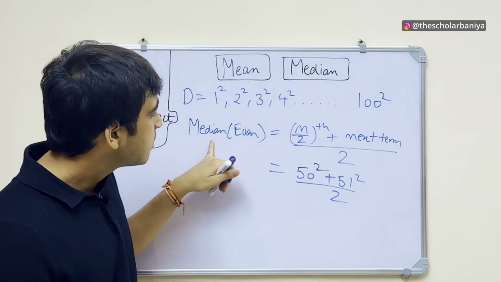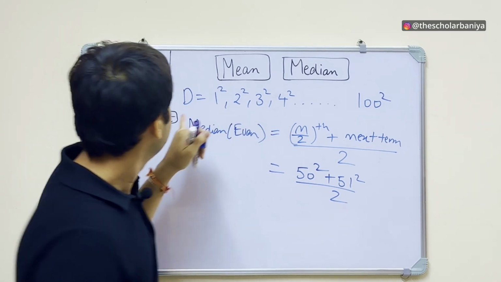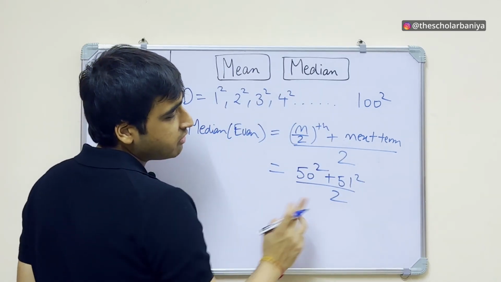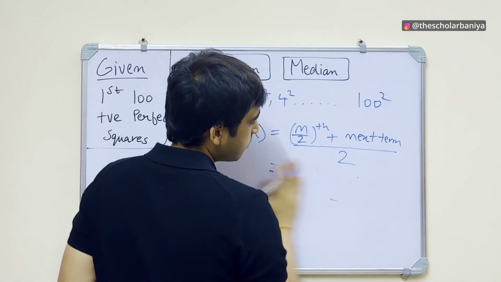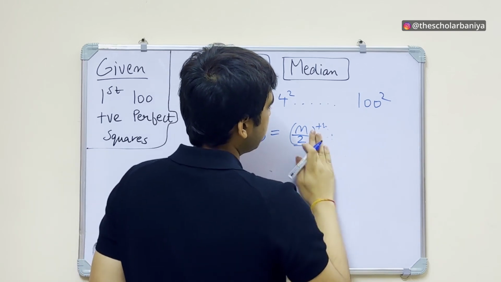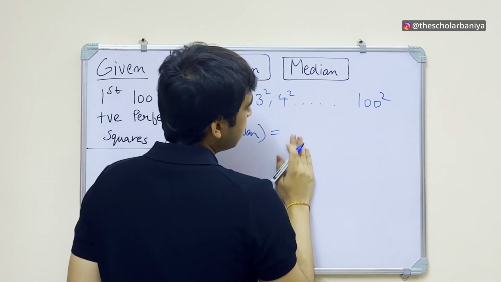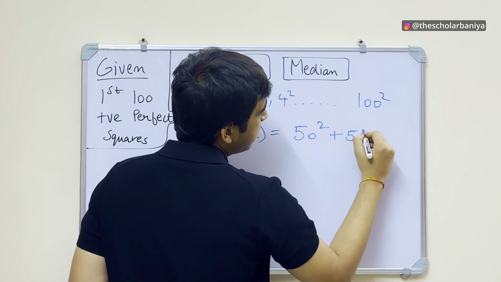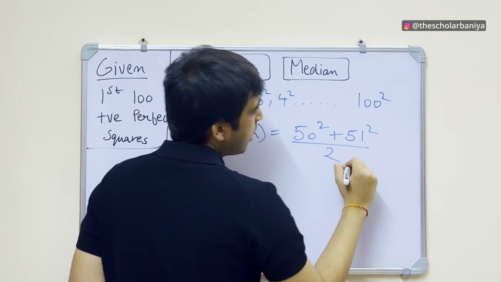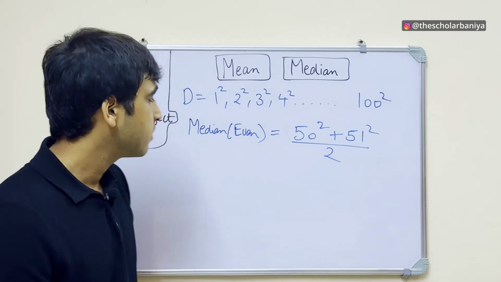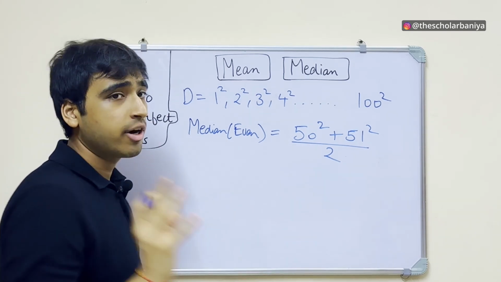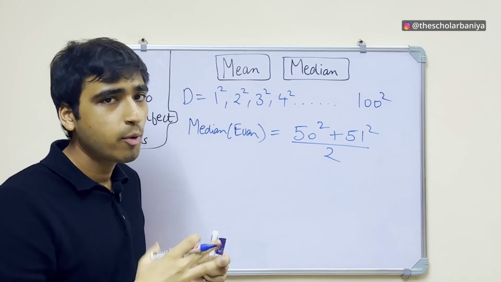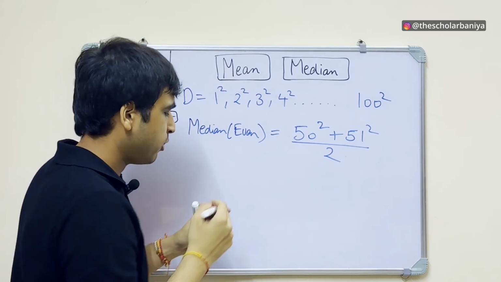So the median for the first positive 100 perfect squares will be what? 50 square plus 51 square upon 2. I'll just write it down over here. So the median comes out to be 50 square plus 51 square upon 2. I hope this should be very, very clear, right? Because median for even numbers is the n upon 2 term plus the next term upon 2. I think we have discussed this before as well.